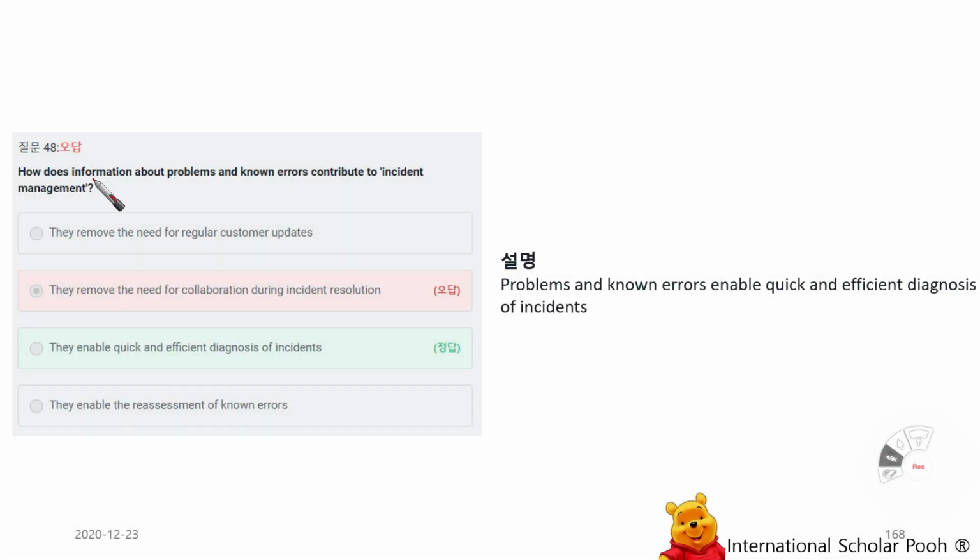How does information about problems and known errors contribute to incident management? They enable quick and efficient diagnosis of incidents. Problems and known errors enable quick and efficient diagnosis of incidents.